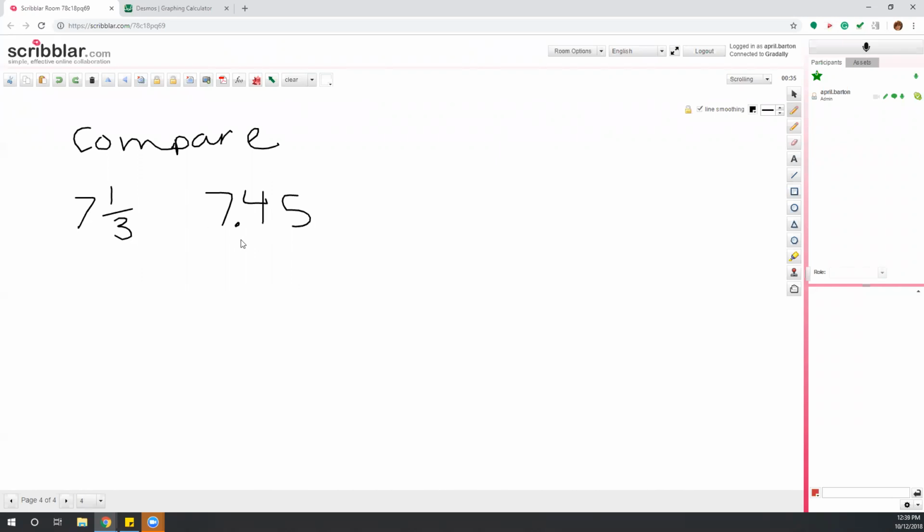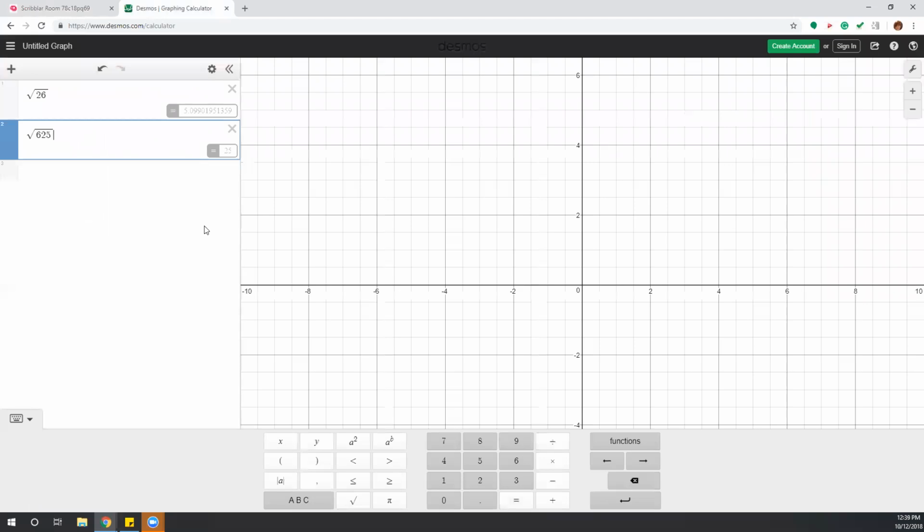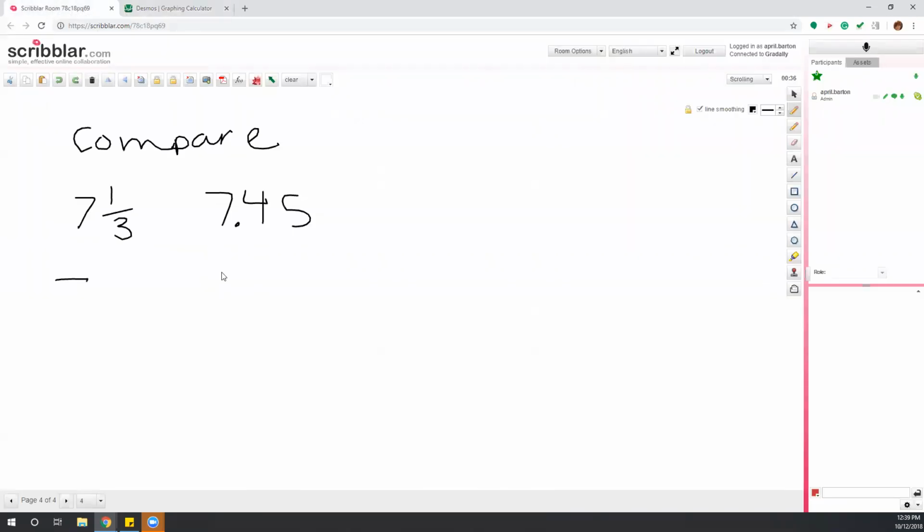So if we want to compare these two numbers and we want to see which one is bigger, we need to know, well, what does 1/3 actually mean as a decimal? We'd go use that calculator again and say 1 divided by 3. Fractions are really just division problems. So the decimal part is 0.33333. Since it already had a 7, that means this is 7.33333, repeating forever.